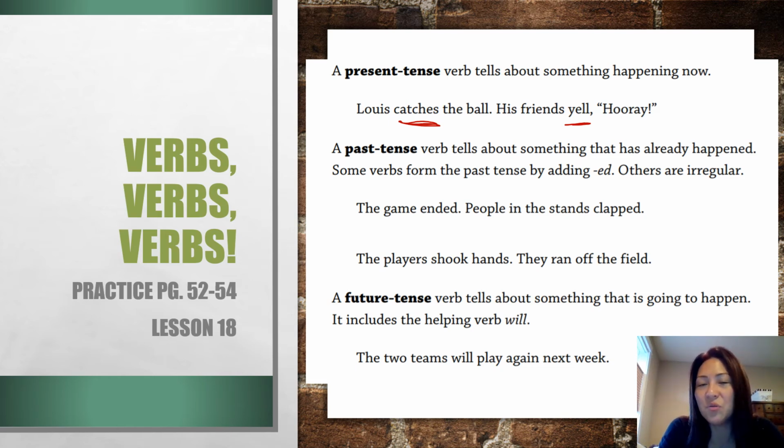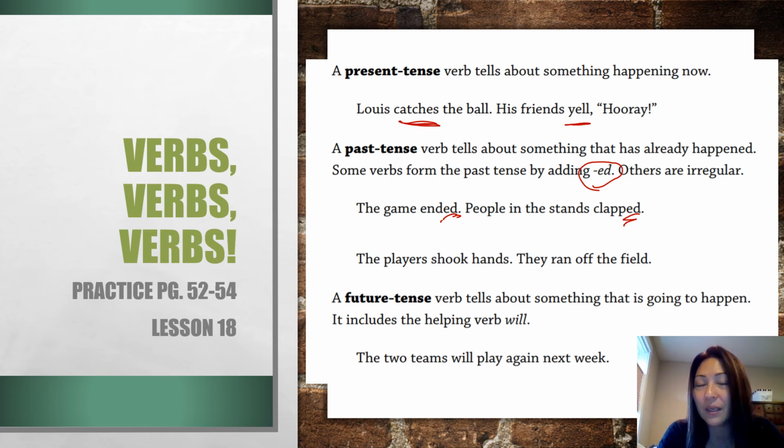Some verbs form the past tense by adding ed. That's usually the most common, but some are irregular. So the game ended. It happened in the past. There's the ed. People in the stands clapped. What did they do? They clapped. That was the action, and they already did it.